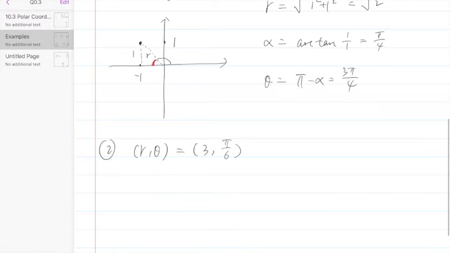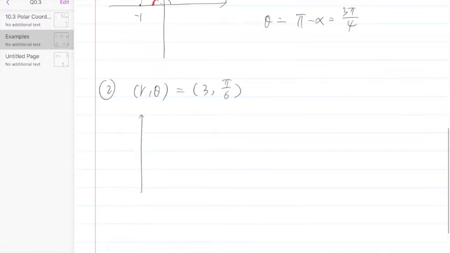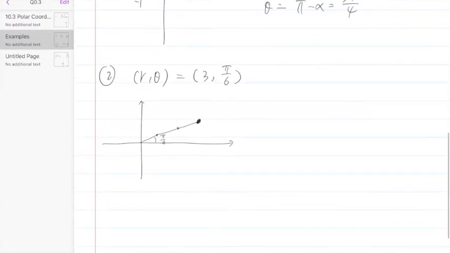Now, let's think about the other way around. I have r and theta. Let's just take the previous one. We have 3 and pi over 6. That means we need to, number 1, give a 30 degree pi over 6. And then we go 3 units on that ray. We find the point is actually here. Okay, that's the point we're talking about.